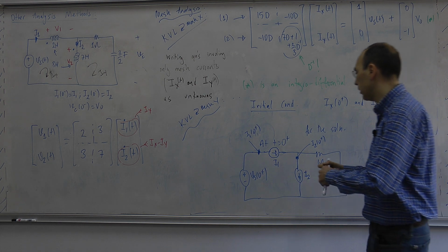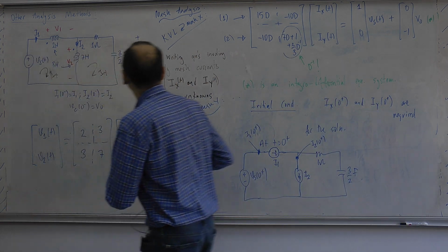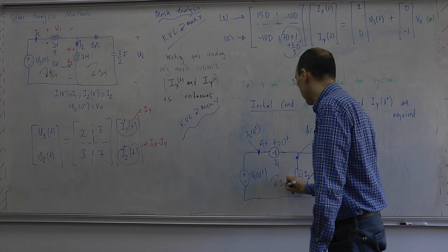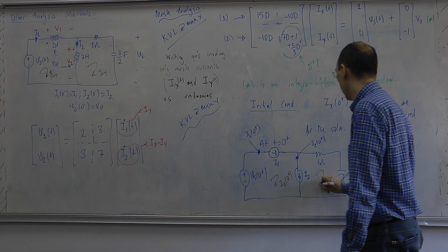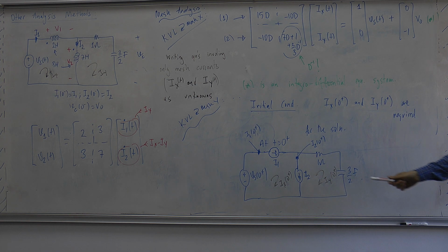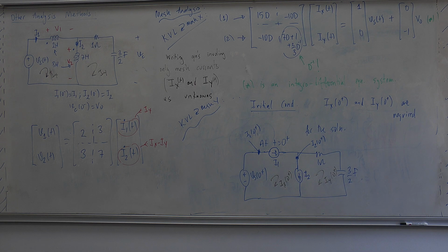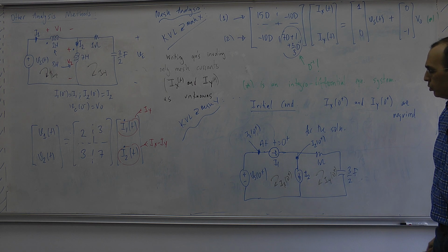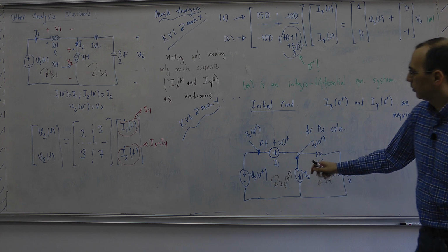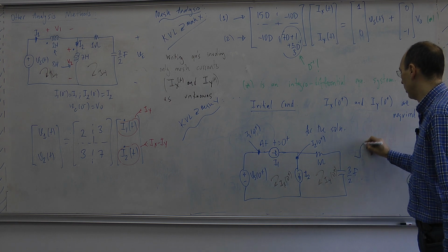So what was my mesh current then? Let me use the same color. This is Ix at 0 plus. This is Iy at 0 plus. Why have I switched to 0 plus? Because these equations are valid for 0 plus, so it's a good idea that we switch to 0 plus.